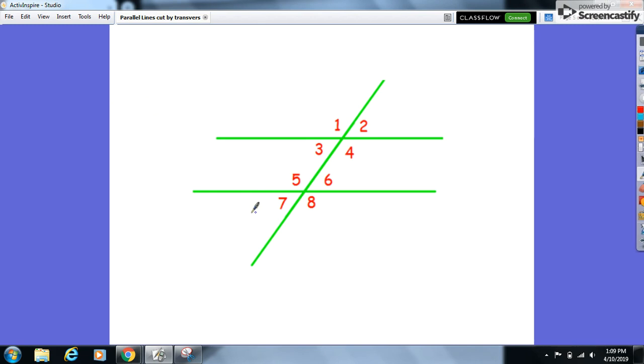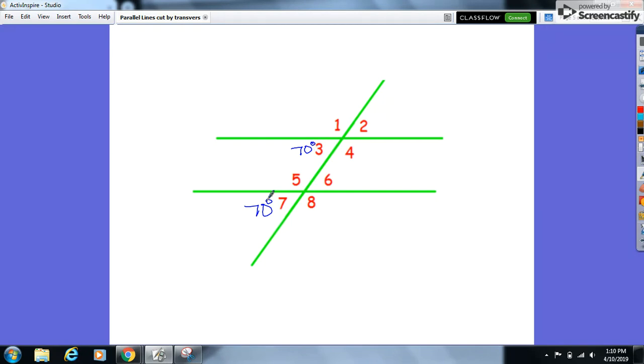So let's go ahead and pretend that angle 7 measures, let's say 70 degrees. We should be able to look and know, hey, if this is 70 degrees right here, what are the other ones? Well, thinking about corresponding angles, if I pick this up and set it down on top of here, what angle would be matching up with angle 7? Yep, right here, angle 3. So I know that angle 3 has to be 70 degrees.